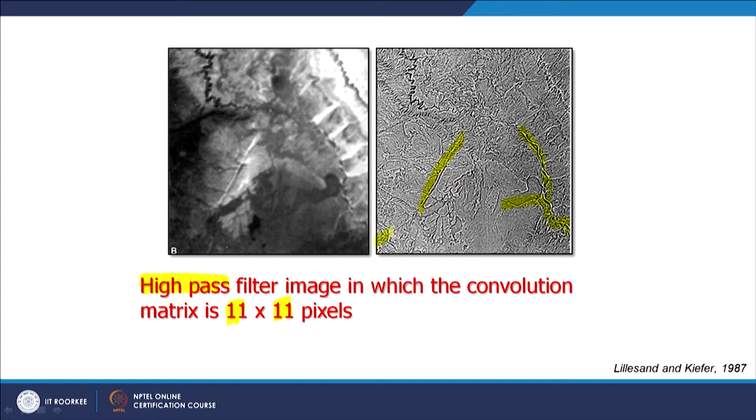You can see that all the linear features or edges have come up very clearly. So that is the advantage of high pass filter. However, the larger the convolution matrix for spatial filtering is, whether it is a low pass or high pass, the more time it would take for processing.